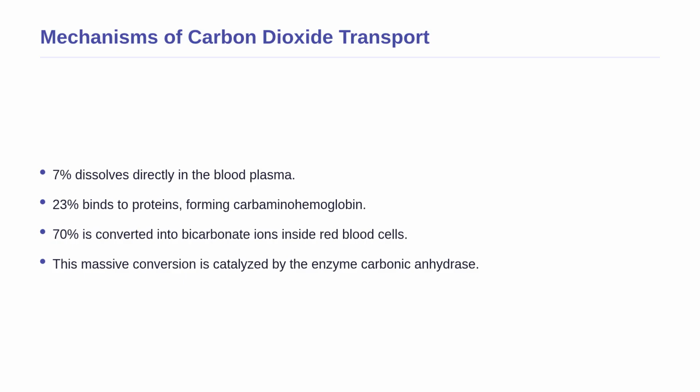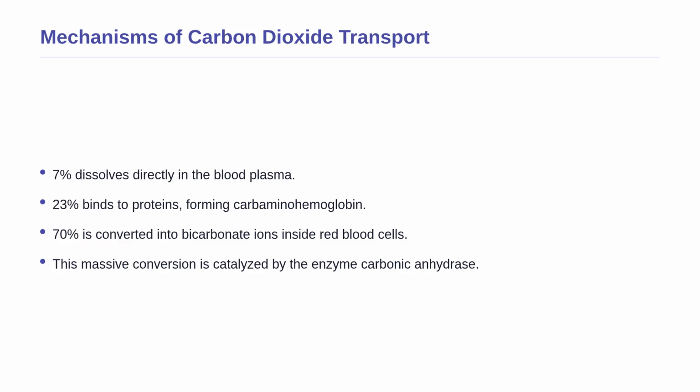So, how exactly does the blood carry this waste? Carbon dioxide is transported through three distinct mechanisms. First, about 7% is simply dissolved in the blood plasma. This is higher than dissolved oxygen because carbon dioxide is more water-soluble.